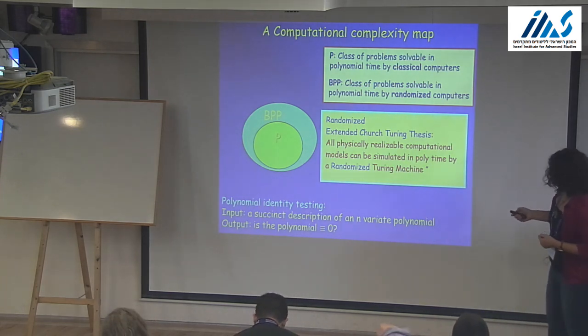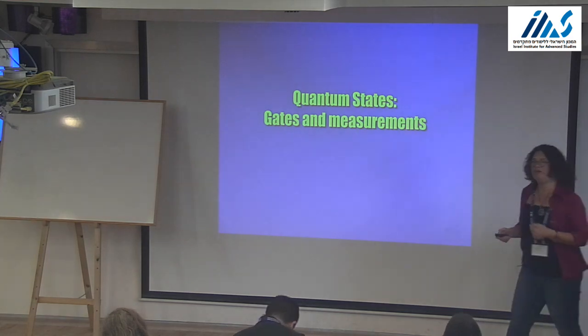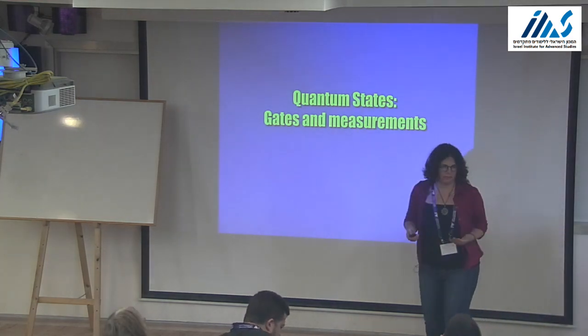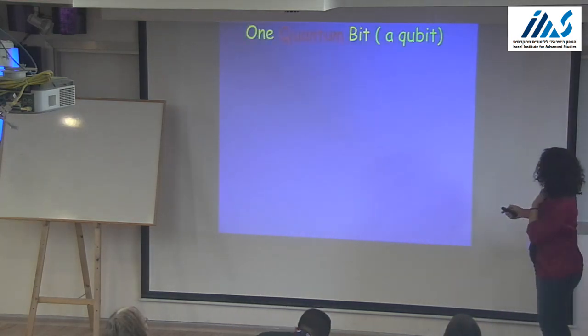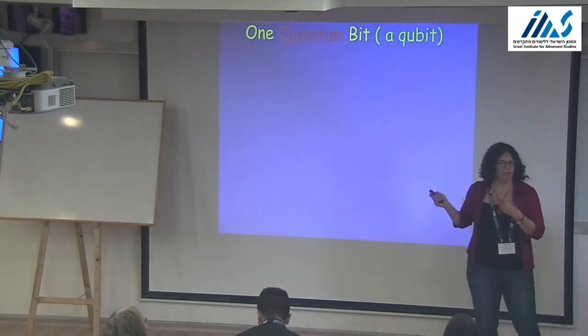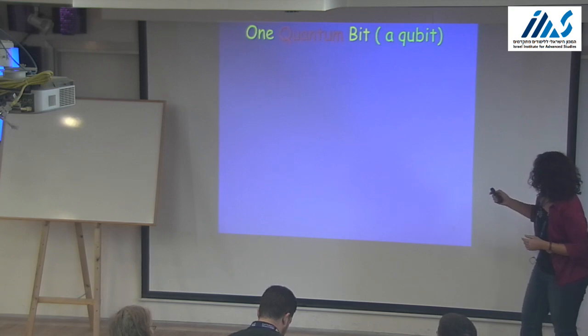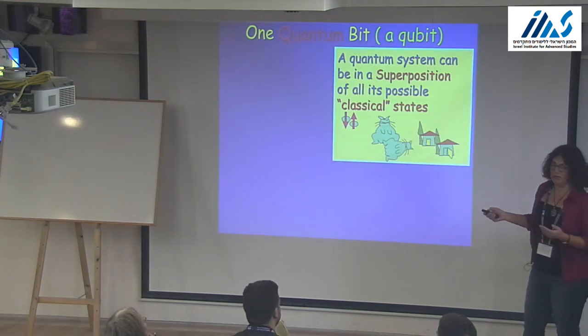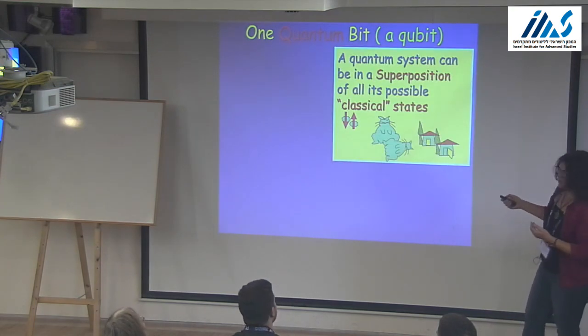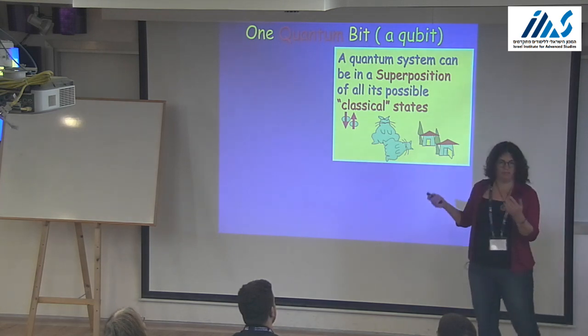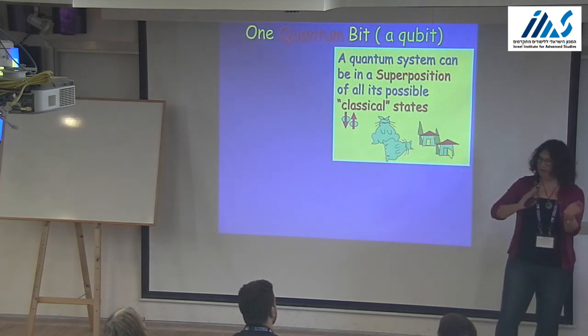Okay, so now how do we take this model and make it into a quantum model? So let's go through what Orr described, but slightly more formally. So we start with a quantum bit, a qubit. And the special thing about a qubit is that it can be in a superposition of 0 and 1.